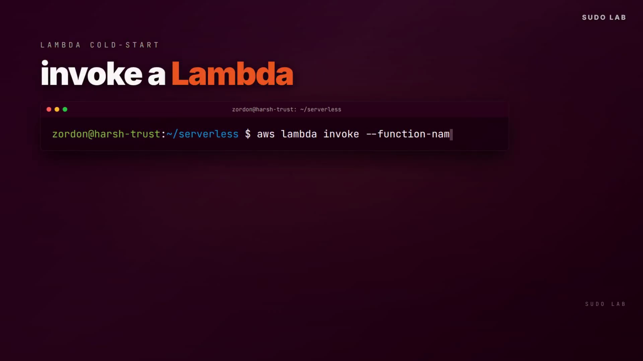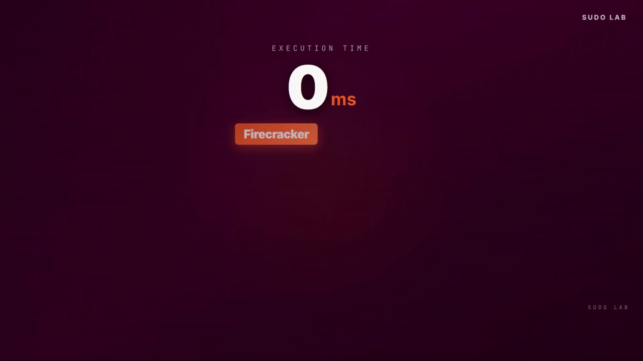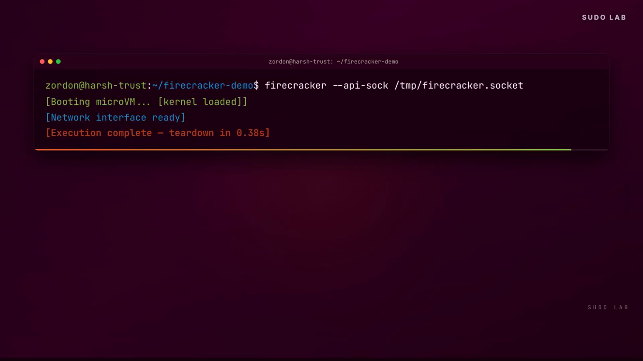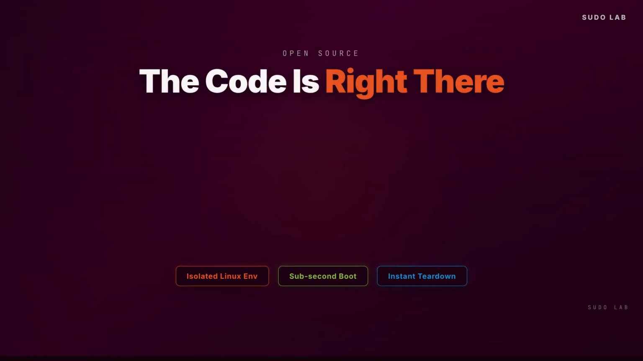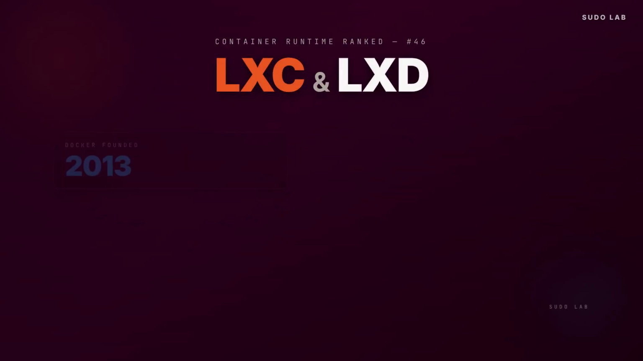When you invoke a Lambda function and it cold starts in under a second, what's happening underneath is Firecracker spinning up an entire isolated Linux environment for your function, running it, and tearing it down. It's the closest thing in this lineup to magic, and the open source code is right there if you want to read it. Climbing toward the top of the lineup, we get to LXC and LXD.